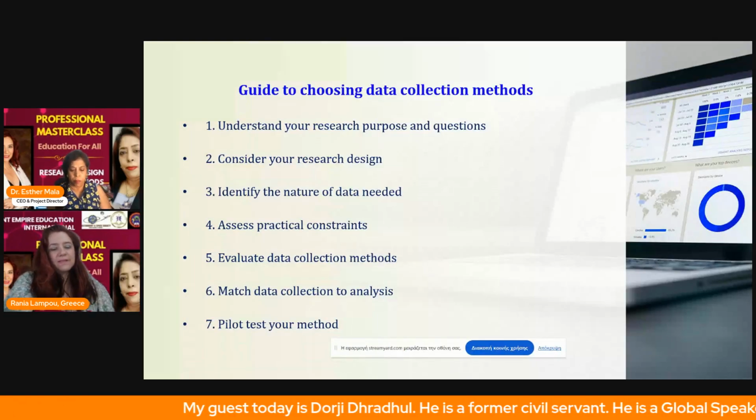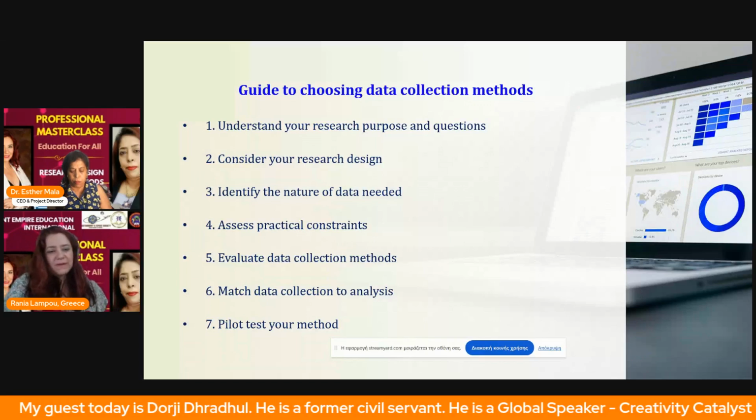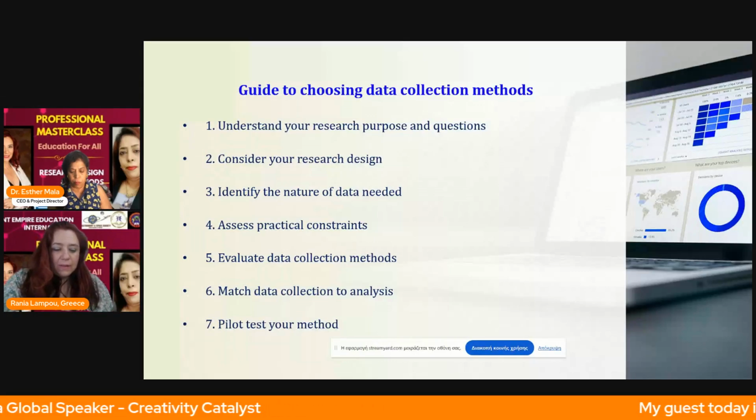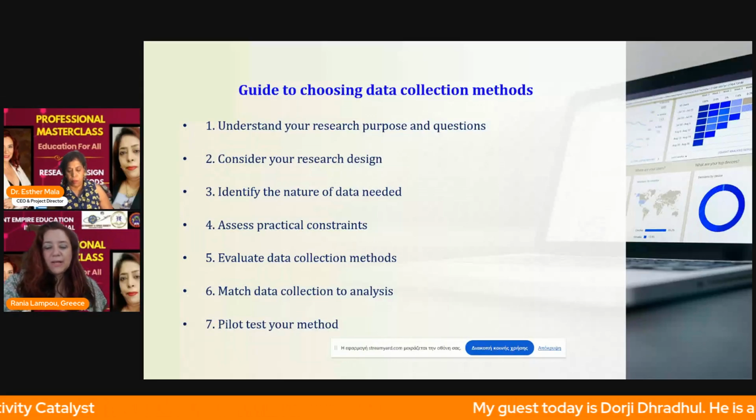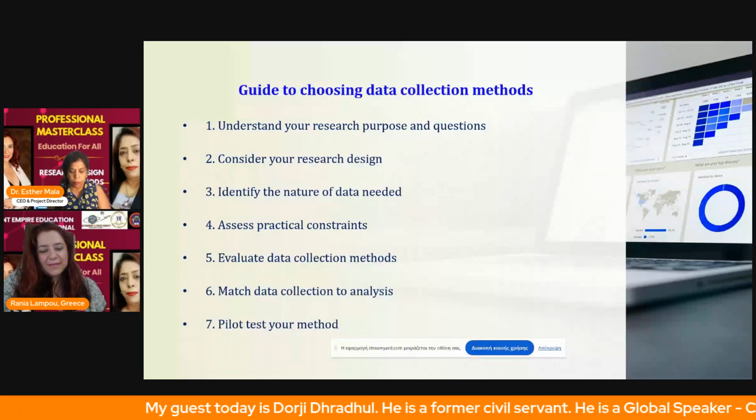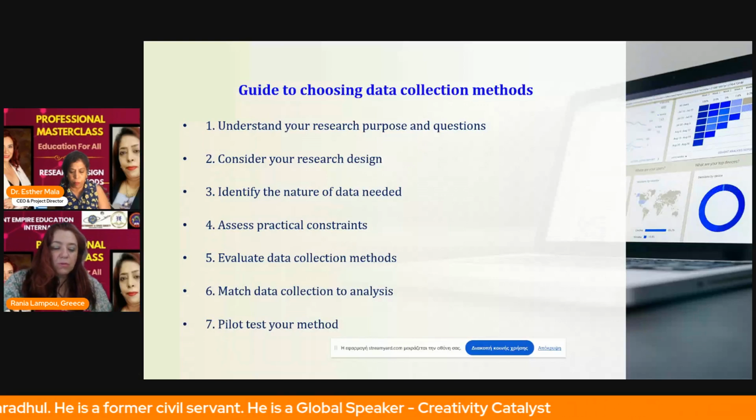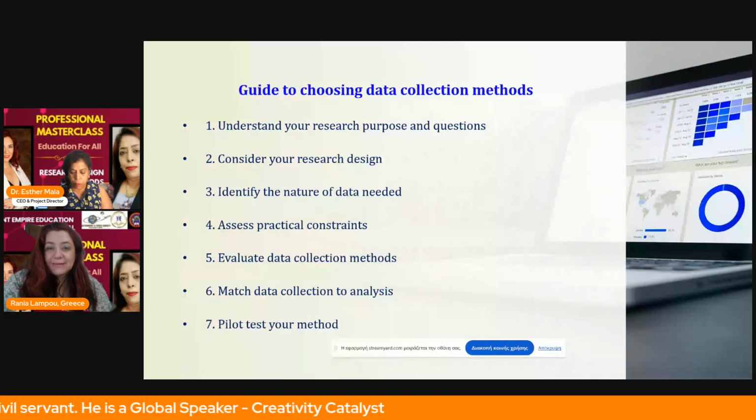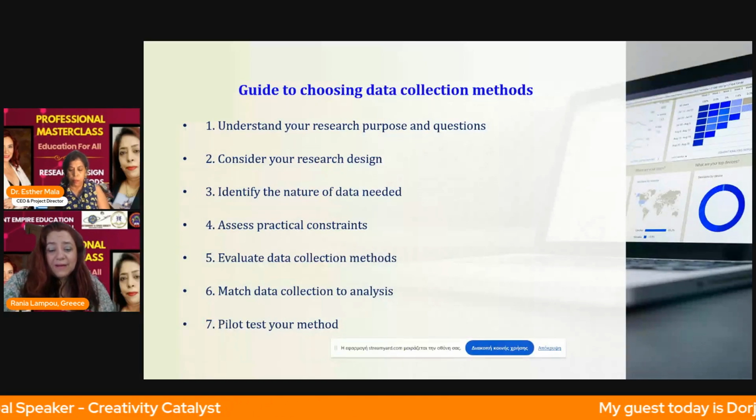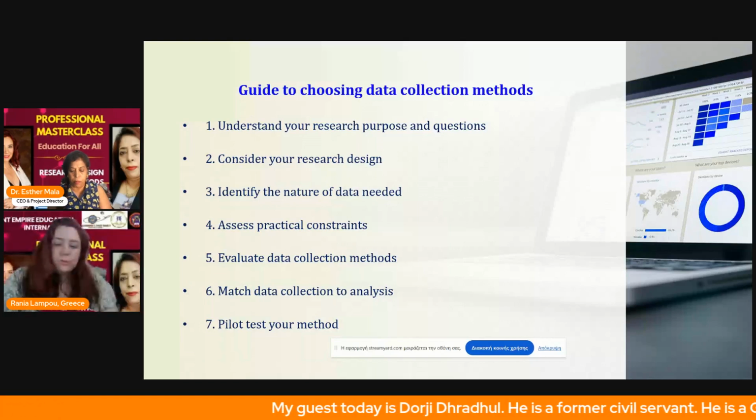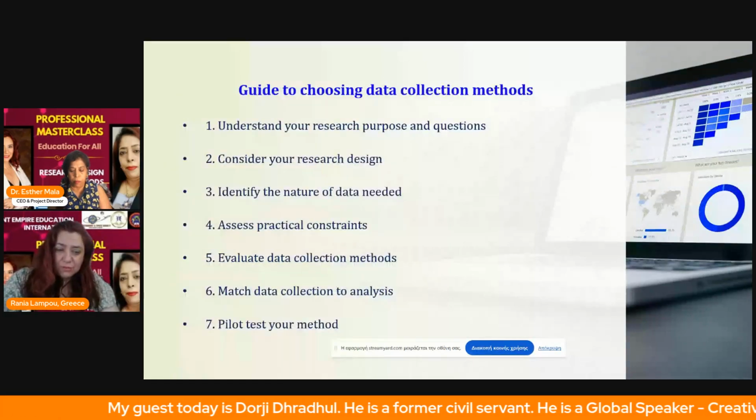And then, of course, you need to evaluate data collection methods to match data collection to analysis, because quantitative methods, for example, need structured, standardized data collection. Qualitative methods require open-ended, flexible approaches. And pilot test your method. Always pilot your tools to check clarity, timing, and usability. Try to revise based on feedback before full deployment. So, evaluate data collection.